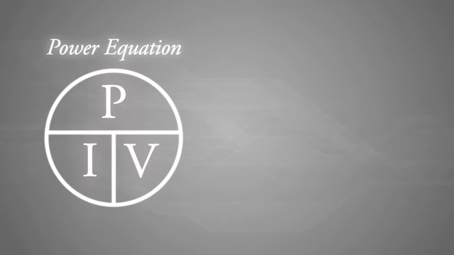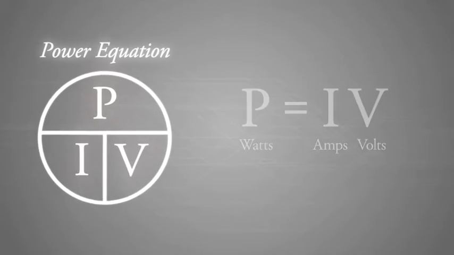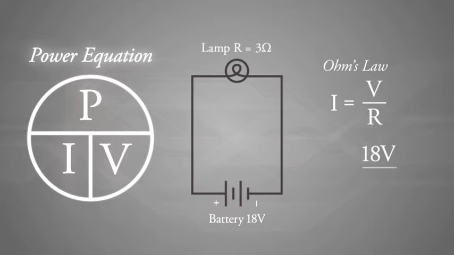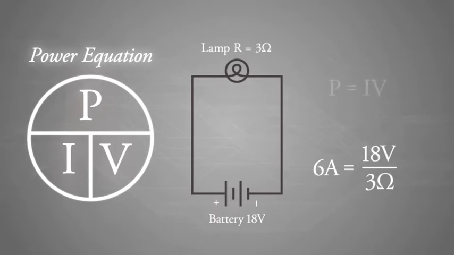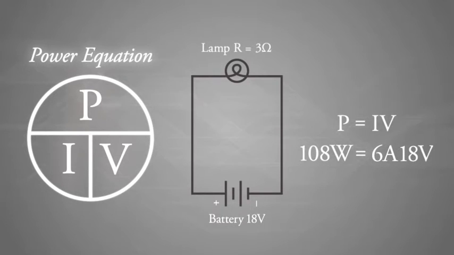To calculate power, the current flow in the circuit is multiplied by the EMF or voltage, so P equals I times V, or watts equals amps times volts. In a circuit, if we have a battery voltage of 18 volts and a lamp resistance of 3 ohms, we can use Ohm's law to determine current. 18 volts divided by 3 ohms equals 6 amps. Now that we know the current, we can take that value and multiply it by the voltage to determine power. 6 amps times 18 volts equals 108 watts.